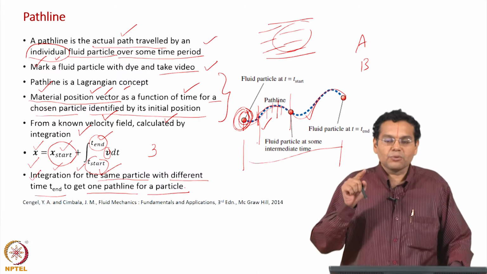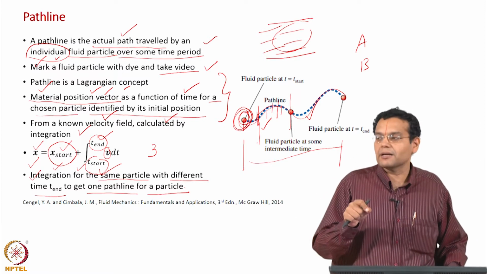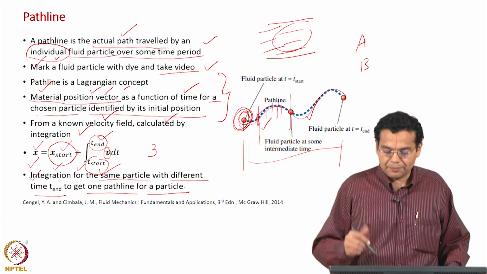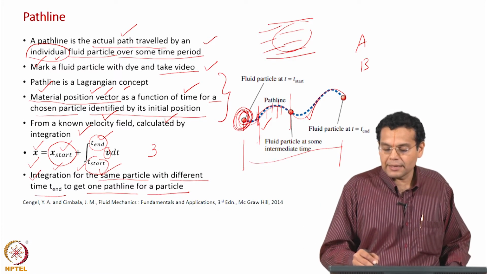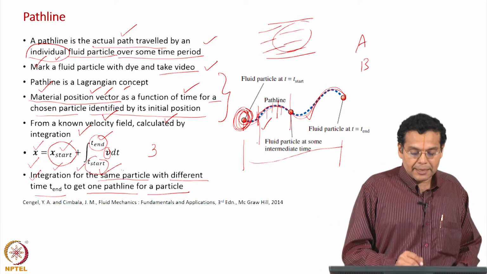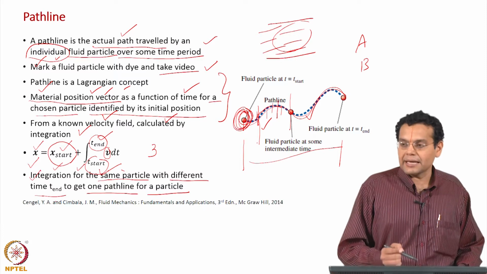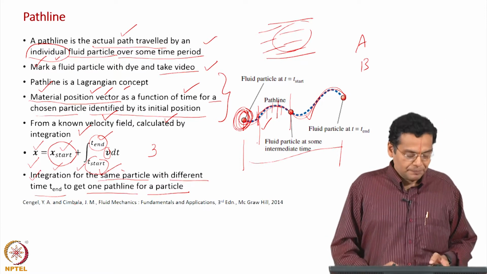We are focusing on only one particle. You may focus on different particles. By focusing on one particle, you get one path line. So, as shown here, you are focusing on one particle and getting the path line for one particle. That is why it says for the same particle with different time t n to get one path line for a particle.